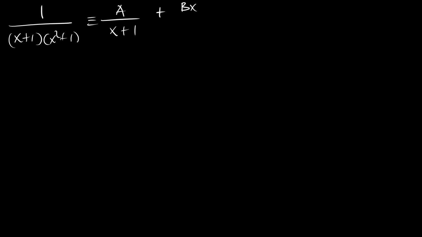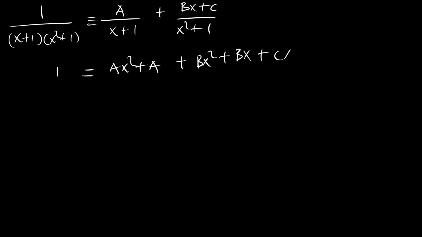Let's learn how to express this as a partial fraction, right? The rule of thumb is that we express the numerator as one degree less than the denominator. So we have A, which is a constant, over x plus 1, and then Bx plus C over x squared plus 1, right? So that now we can rewrite and say 1 is equivalent to Ax squared plus A, and this comes when you recombine this fraction, plus Bx squared plus Bx plus Cx plus C.